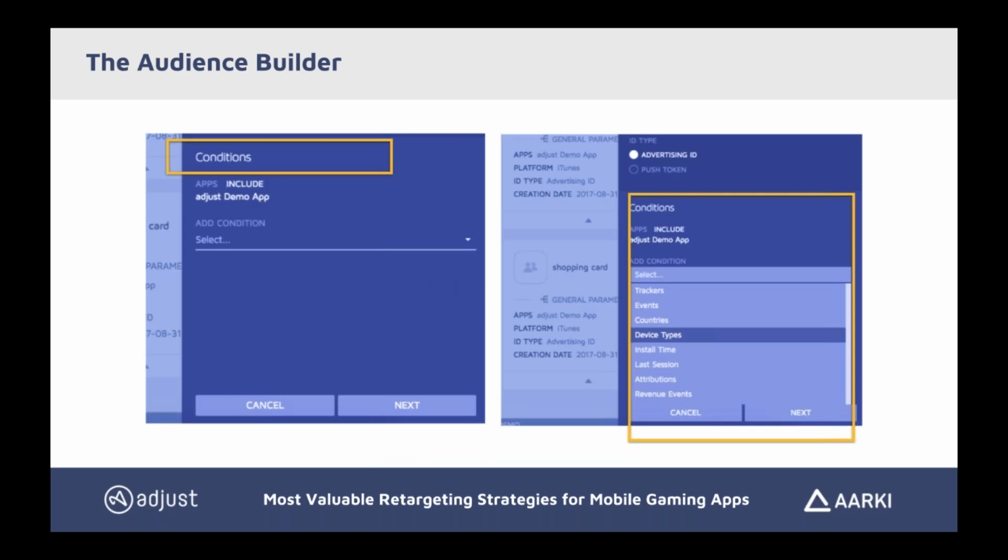Once completed, you can then select from multiple conditions that we have. So some of these conditions are the apps, the trackers, the countries, device types, install times, the last session, how they were attributed, so if they were organic or non-organic, any revenue events that they've triggered, total time spent, and total revenue. And what's great about Audience Builder is that there's no limit to the amount of conditions to set when creating an audience. So when creating an audience, you can make it as broad as you like, such as when you're creating exclusion lists.